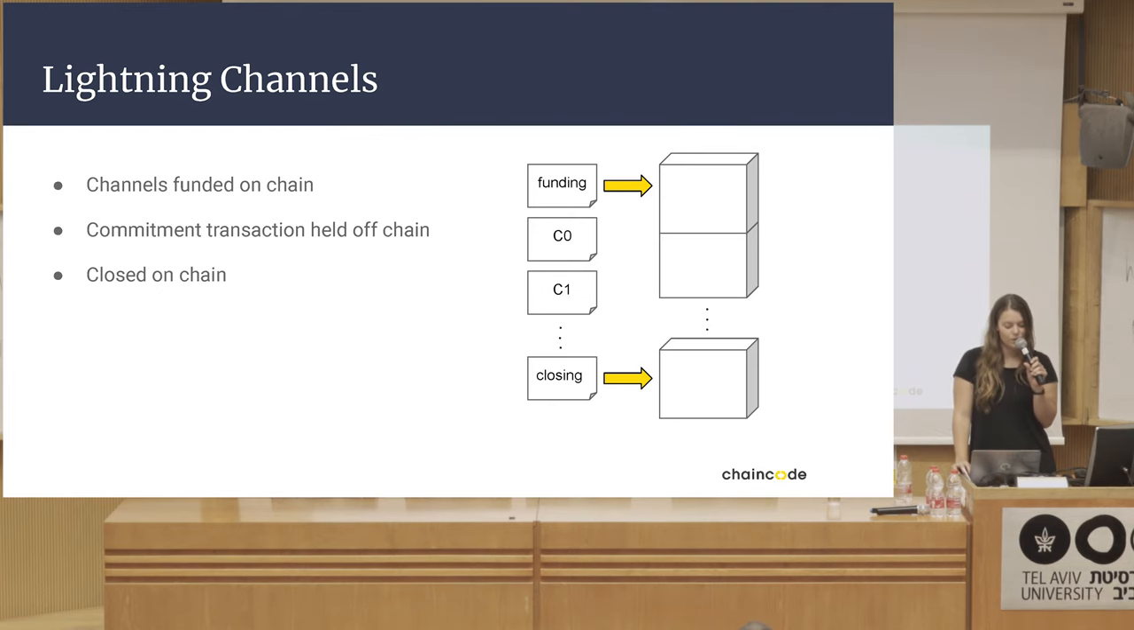So a very quick recap on Lightning channels. They are funded on-chain with the funding transactions. You then maintain a series of commitment transactions off-chain. And then finally, when you decide to terminate the channel, you close them on-chain. So ideally, there are only two transactions involved in every single Lightning channel. This is our absolutely ideal case.